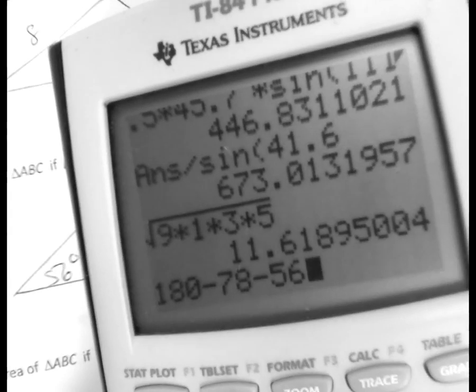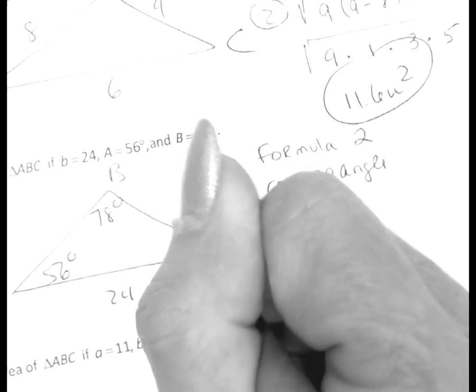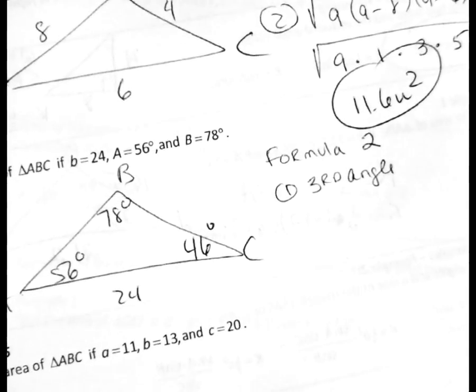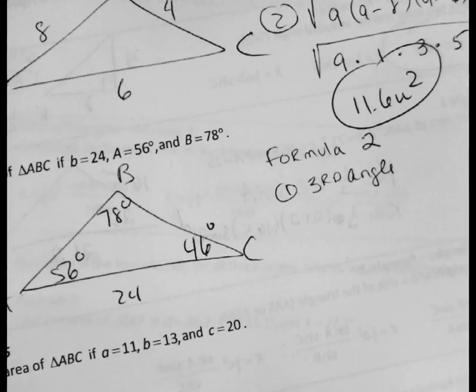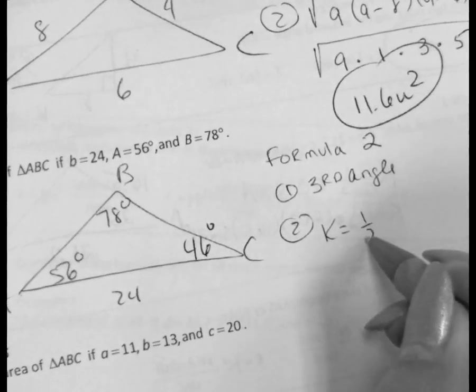Find your third angle. It's 180 minus 78 minus 56 for a total of 46. Everyone okay finding 46? So take a look at formula 2 real quick, just so you know what you're doing. Formula 2 is K equals 1/2.